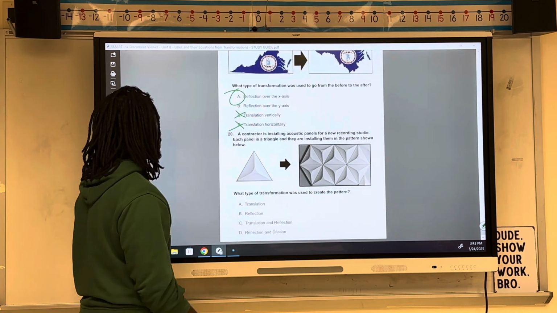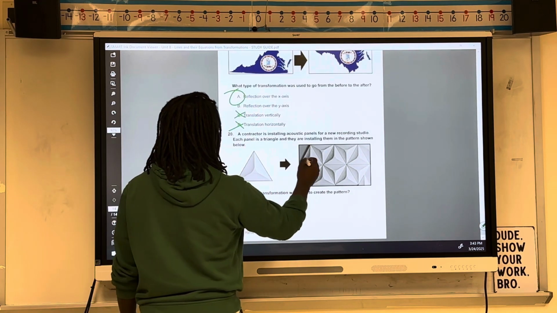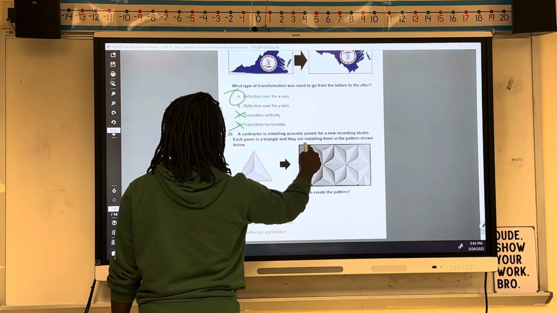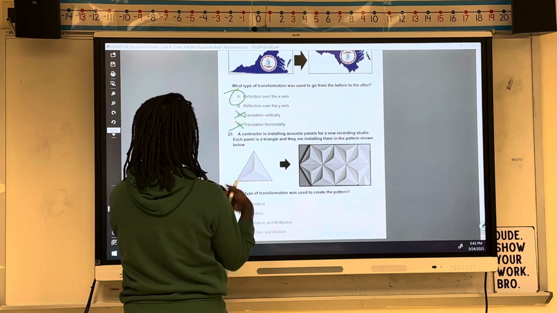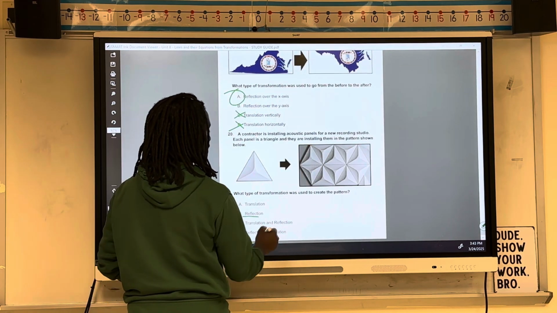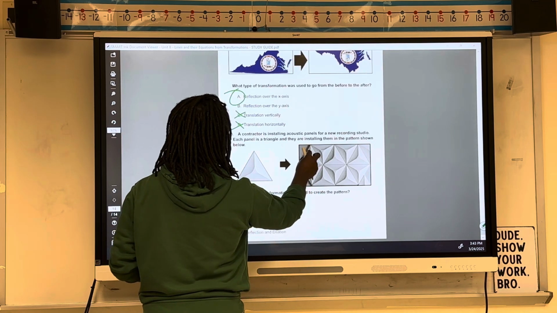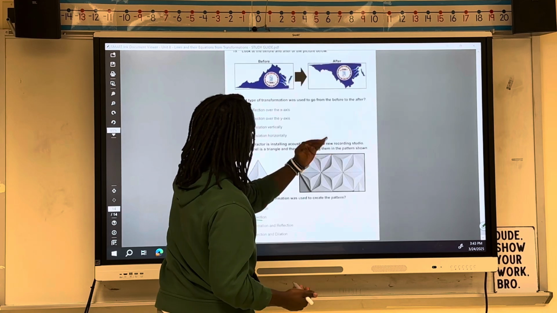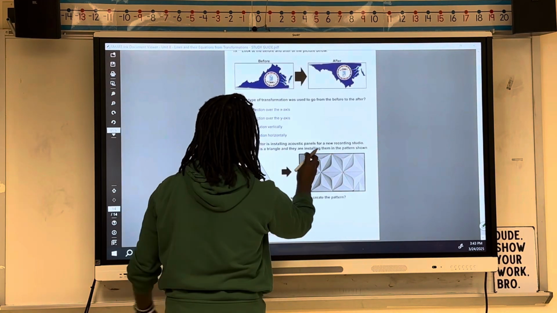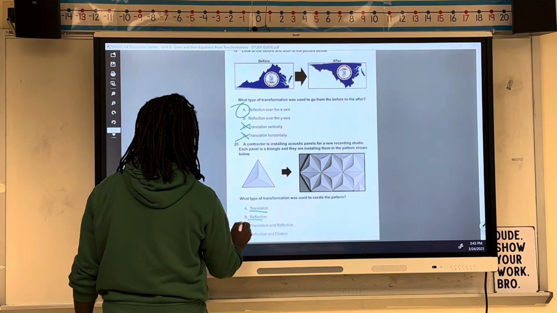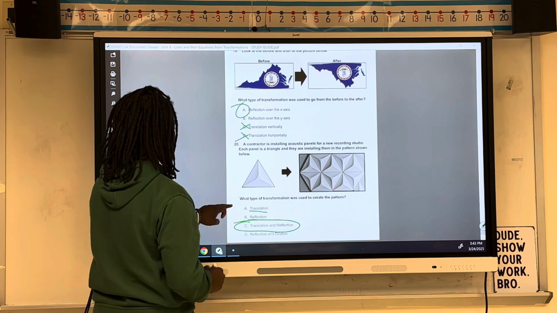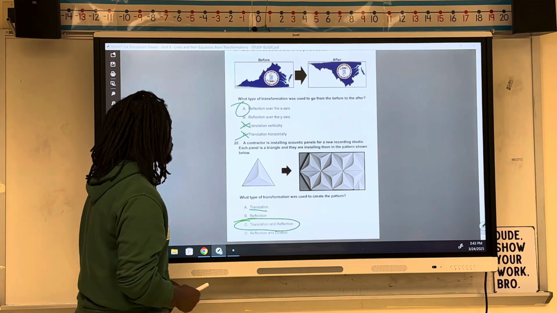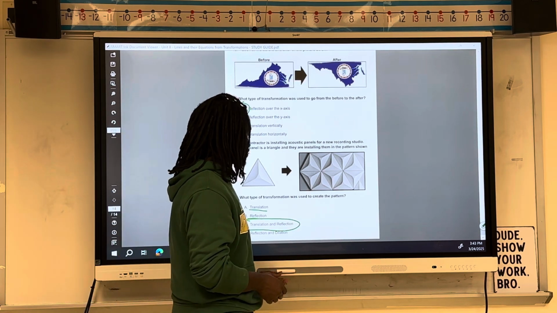And then lastly, which transformation? Well, I can go from here to this one, I reflect it, so that's a reflection. But if I want to go from here to here, I can't reflect that to get there. So it is a slide. I'm just sliding it, so it is a translation too. So the answer is C, both a reflection and a translation.